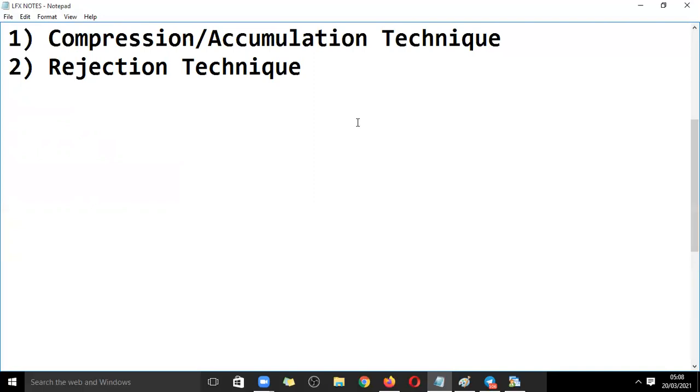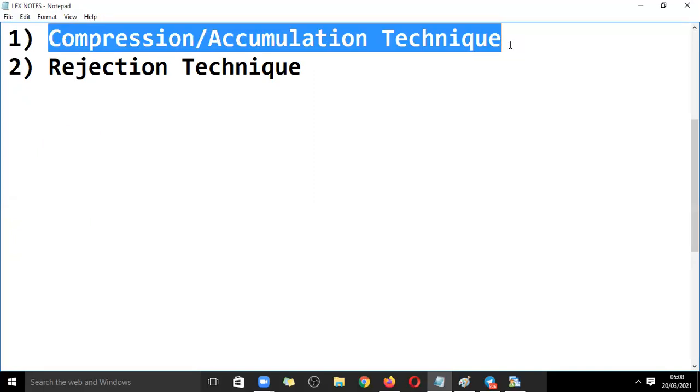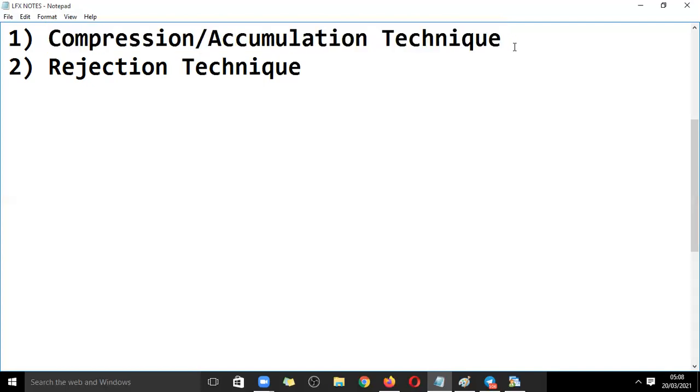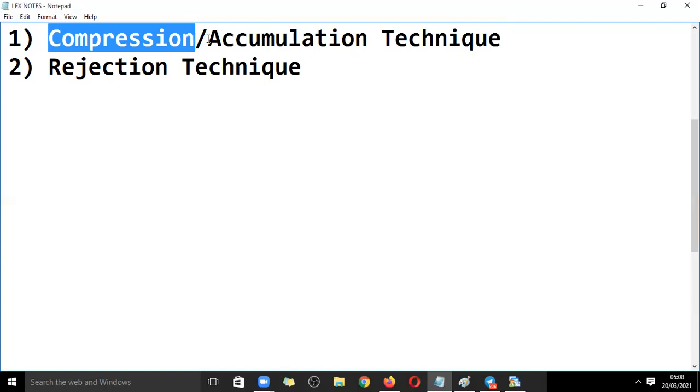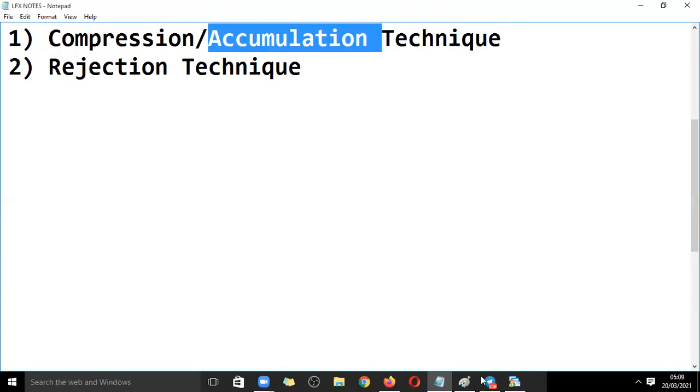Let me start off with the compression stroke accumulation technique. This technique is very powerful. I use it quite a lot. Basically, before a news event is released, go to your charts and look out for a compression or accumulation. Let me just illustrate it.